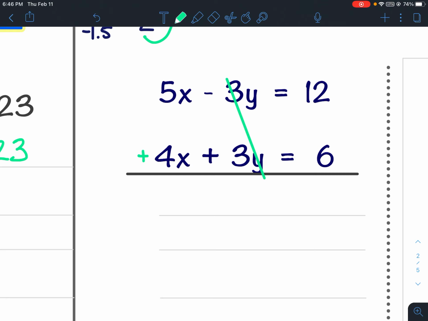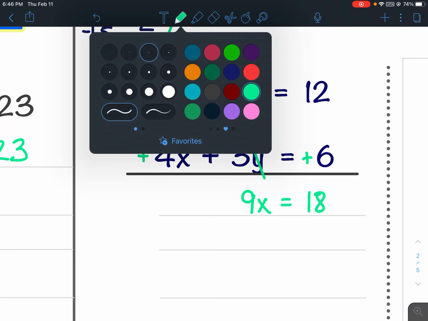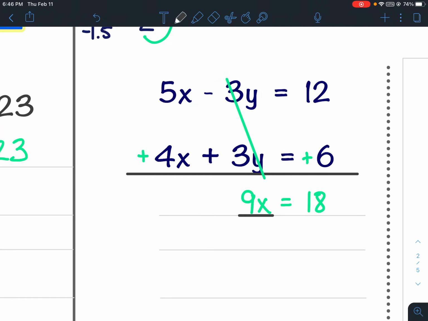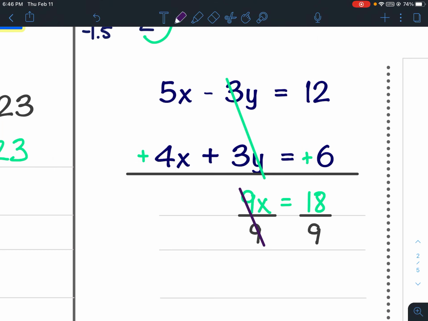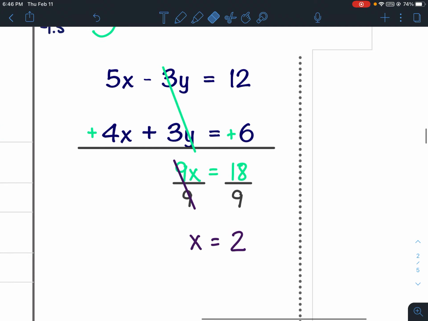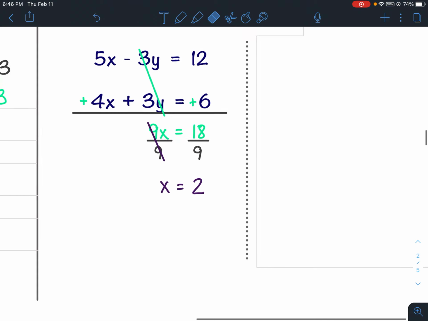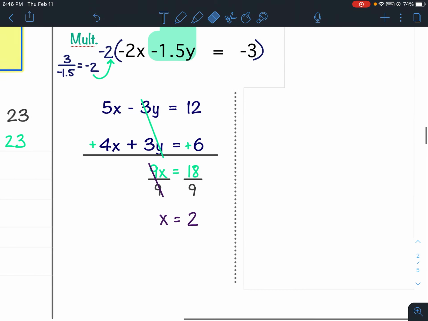5x plus 4x is 9x. 12 plus 6 is 18. Divide both sides by 9. When you do that, you get x equals 2. All right, now that we solved for x, we need to plug that into an equation and solve for y.